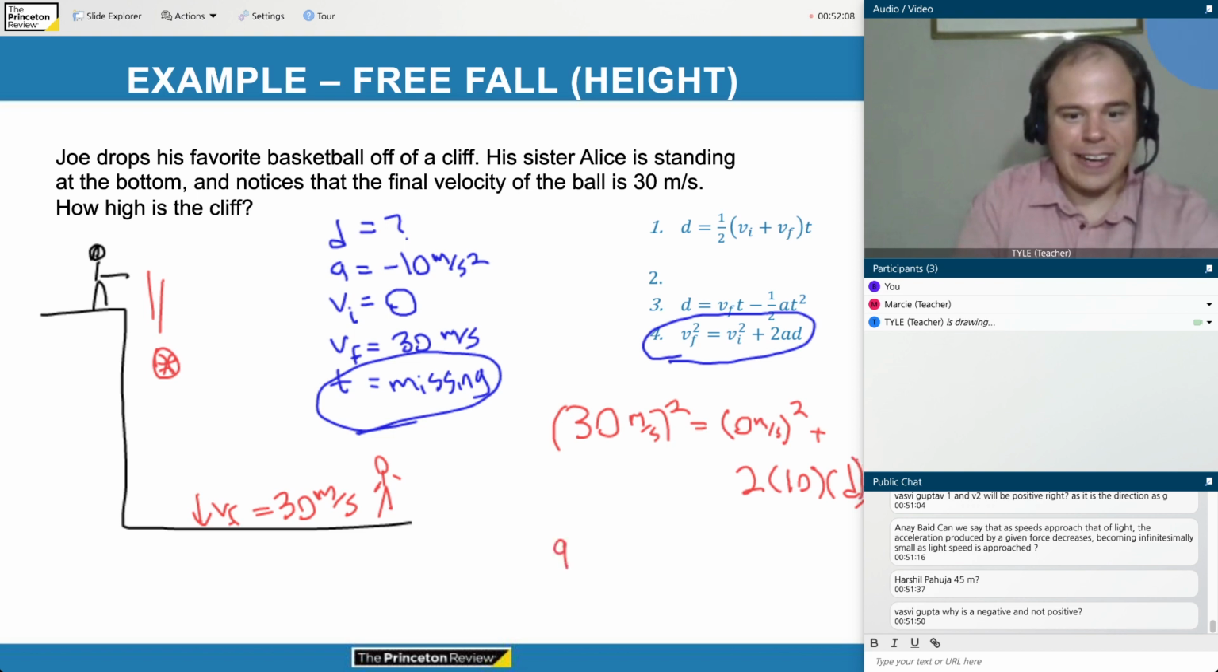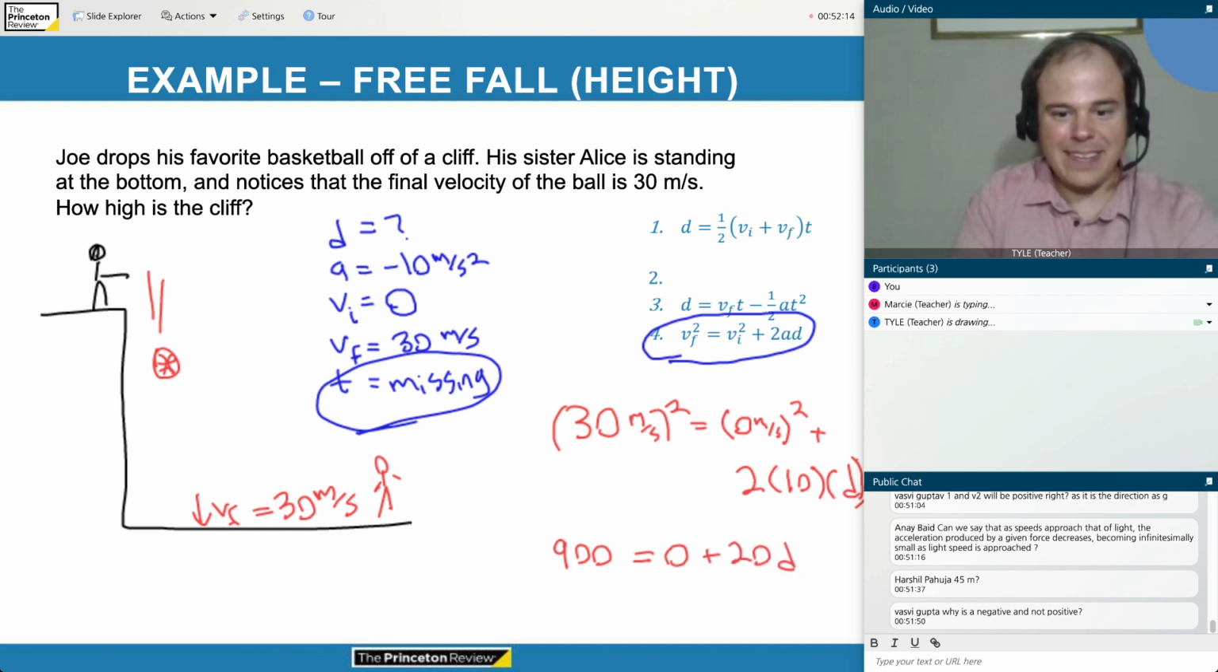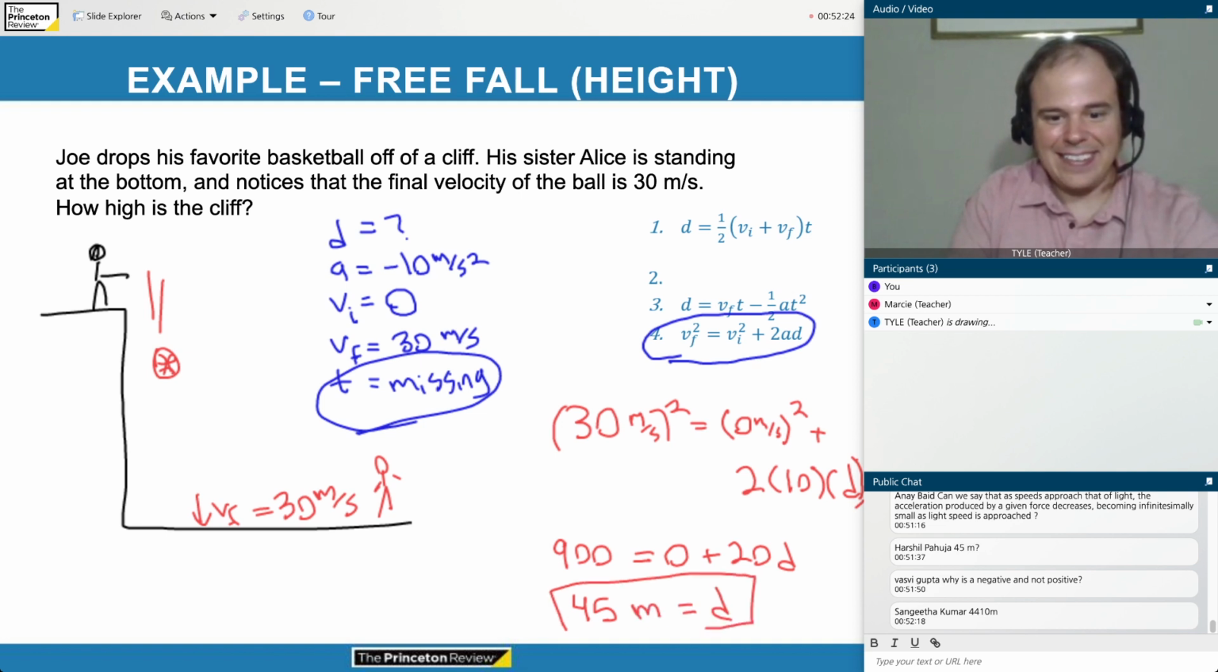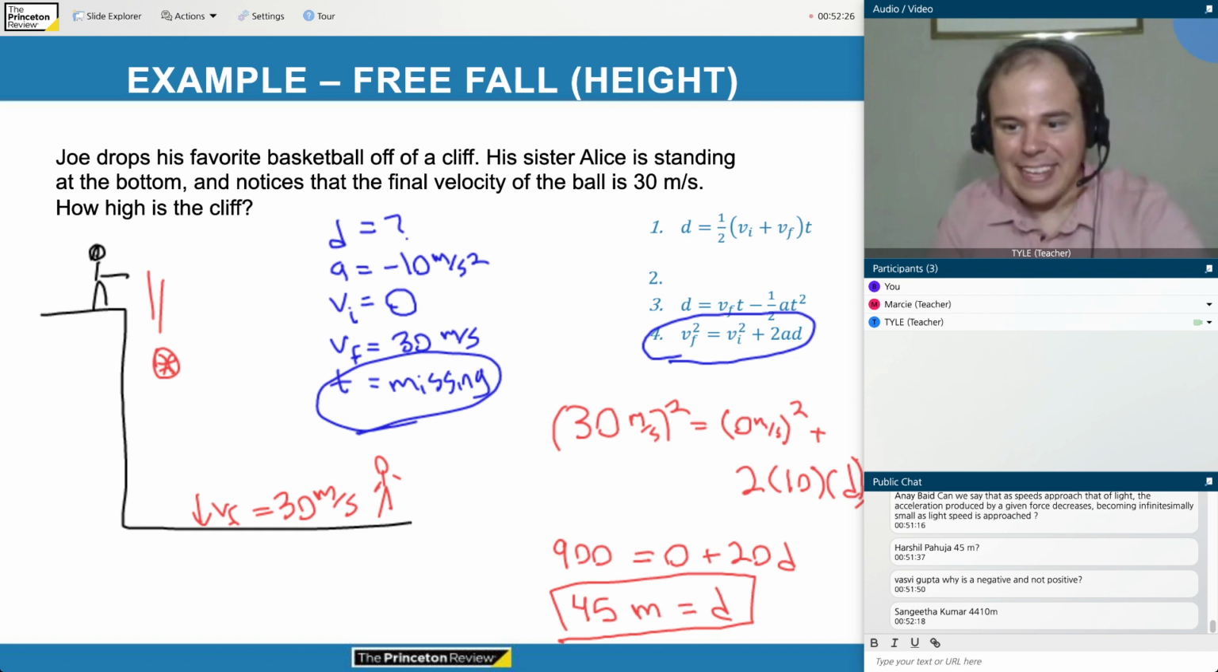So 30 squared is 900, which equals 0 plus 20 times d. Now I can just divide both sides by 20, and 900 divided by 20 is 45 meters. That is the displacement. All right, fantastic. And that is the answer.